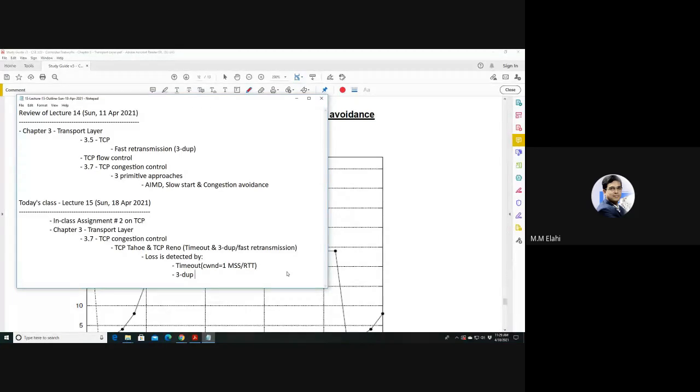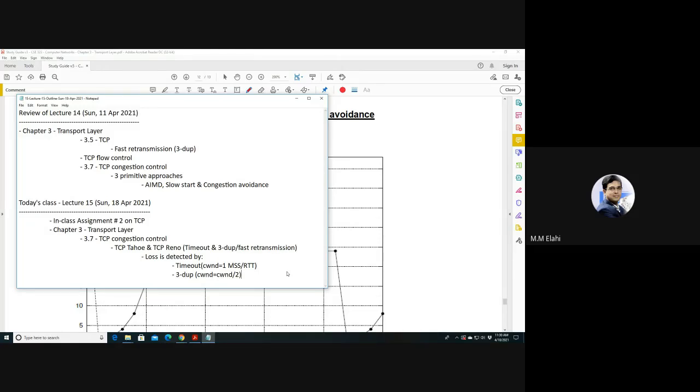That's why in case of three duplicate, the rate, meaning the congestion window, will not decrease much. It will be the current congestion window divided by 2. So we will not decrease much, because if the rate is 1 MSS, it starts from 1 again. But if it is C window by 2, the current value by 2, that means we make it half and then start from there.